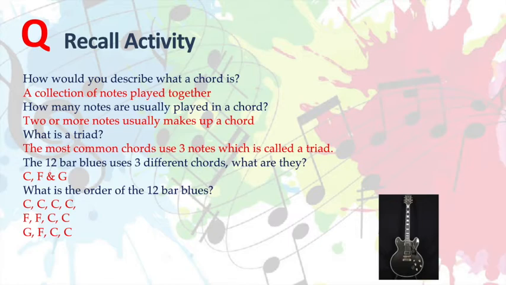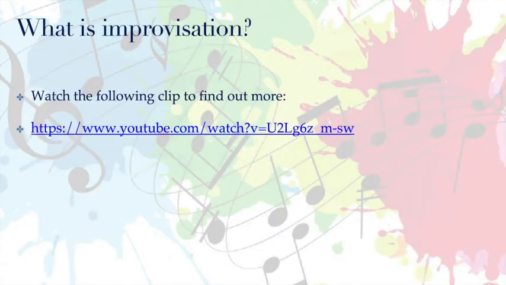The 12-bar blues uses 3 different chords. What are they? So we use chords C, F and G. 3 different chords. And the 12-bar blues, what is the order? So we have C, C, C, C on your top line, then F, F, C, C on your second line, and then G, F, C, C on the bottom line of the 12-bar blues. And remember, the bar is 4 beats long. Okay, moving on. What is improvisation? Watch the following clip to find out more.